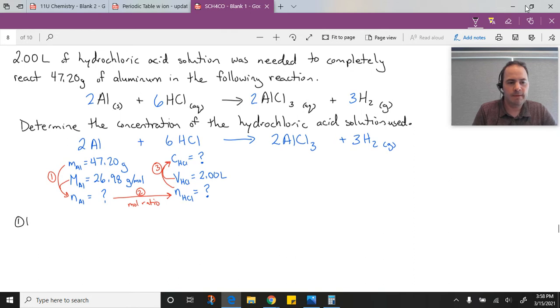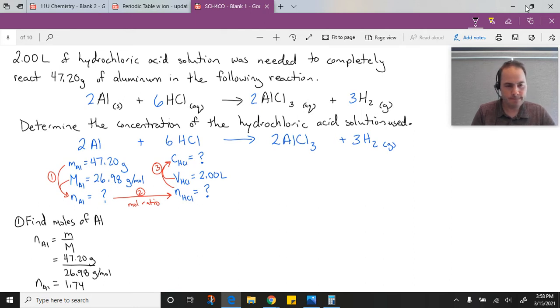So, find moles of aluminum. So mass divided by molar mass to figure out the moles of aluminum. So that's 47.20 grams divided by 26.98 grams per mole. And we get a number of moles of aluminum of 1.74944 moles. So we've got moles of aluminum.